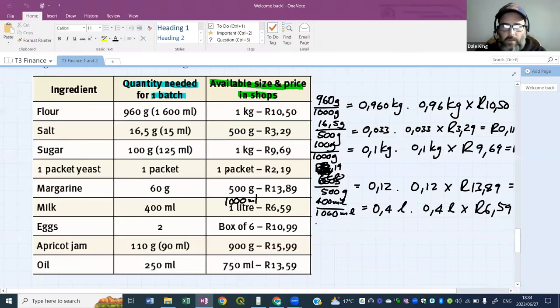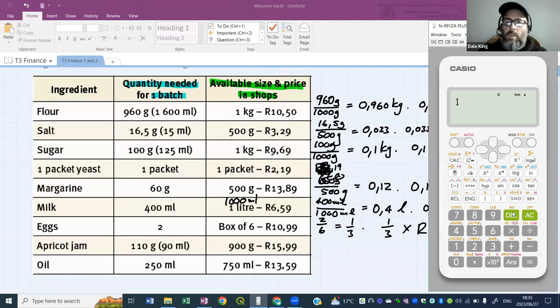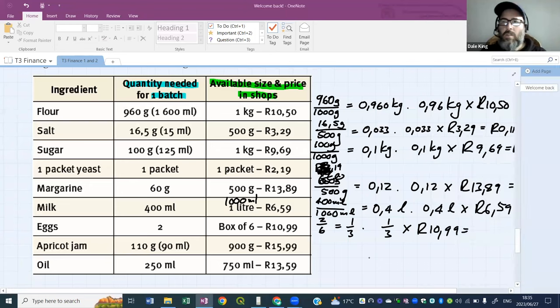Yeah. All right. So here we go. So 2 out of 6. We need 2 out of 6, and that'll give us a third or 0.33333 recurring. We're not going to write that like that. Let's just write a third. And we need a third of the price of 6. So 1/3 times 10 Rand 99, and that will give us 3.663. The second decimal 6 is not going to change, so 3.66 is enough. You guys should be looking at the next one.